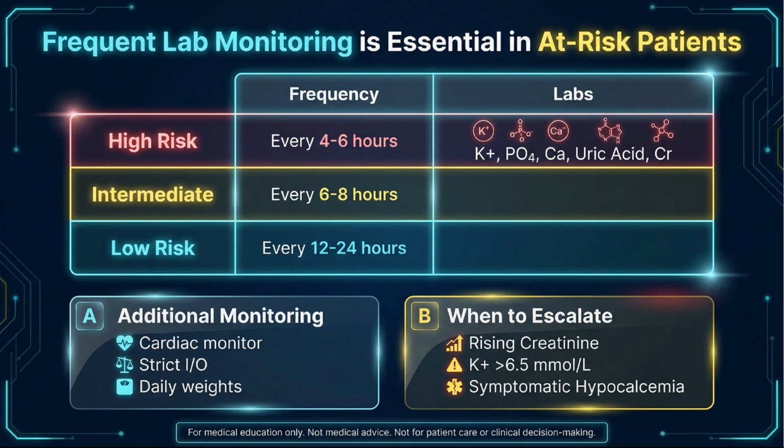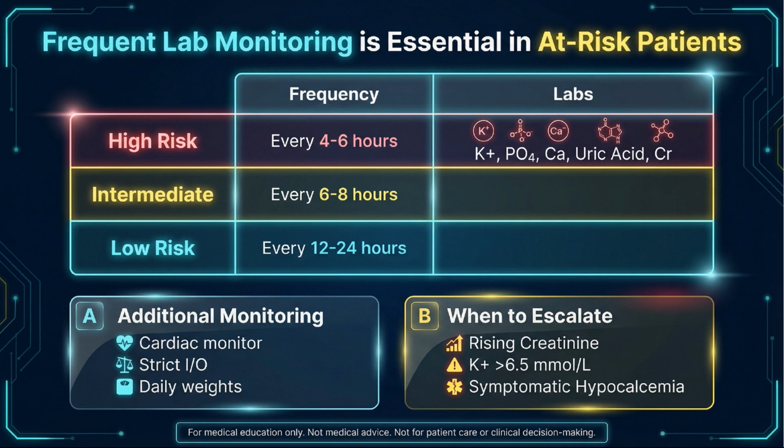Once prevention is initiated, frequent laboratory monitoring becomes essential for at-risk patients. The frequency of monitoring is dictated by the patient's risk level. For high-risk patients, you must check electrolytes, including potassium, phosphate, calcium, along with uric acid and creatinine every 4 to 6 hours. For intermediate-risk patients, this can be extended to every 6 to 8 hours. For low-risk patients, monitoring every 12 to 24 hours is generally sufficient.